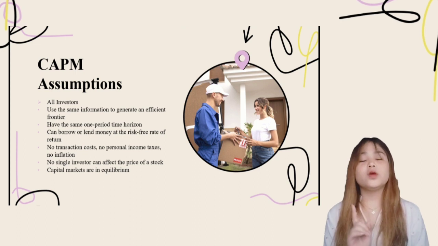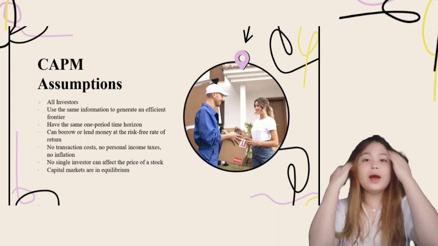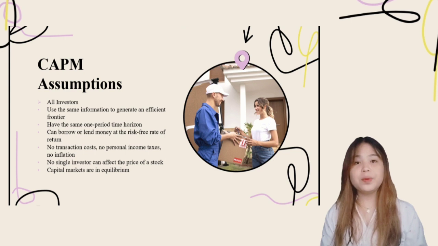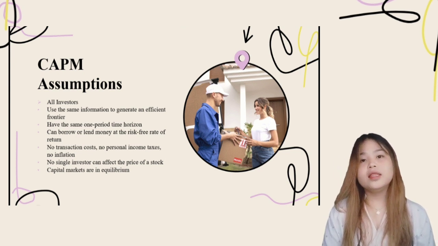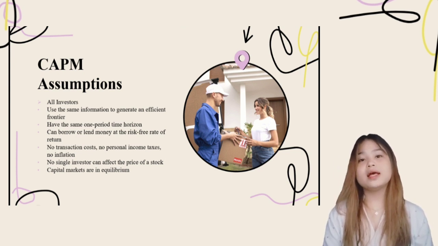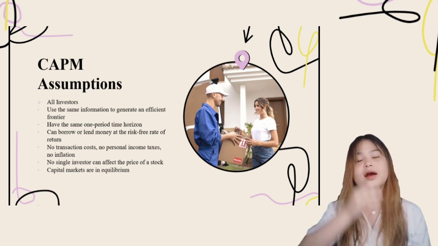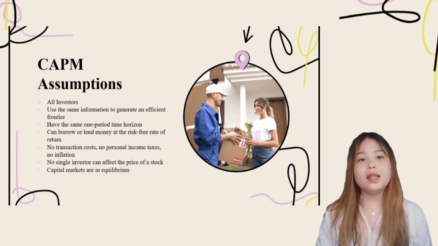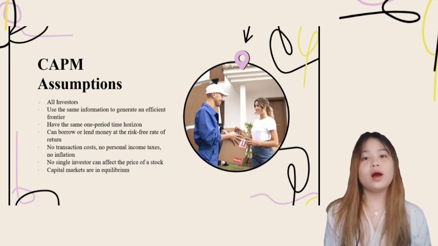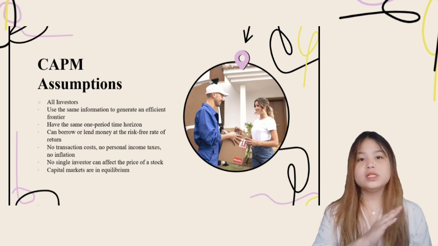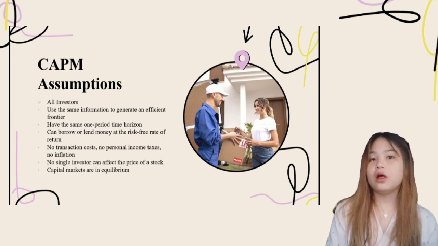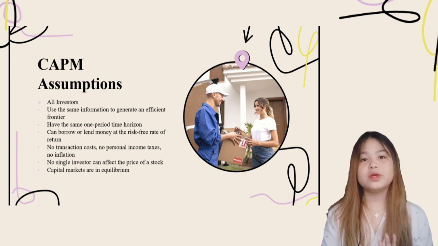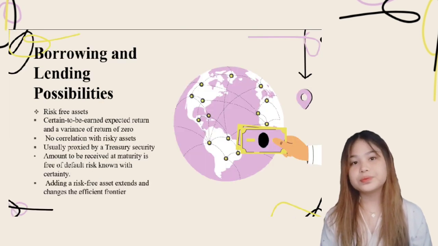Capital markets are in equilibrium. Isa sa mga mahalaga na nagpapalagay ng CAPM ay ang mga namumuhunan ay may libreng access sa lahat ng magagamit na impormasyon ng walang bayad. Ipagpapalagay na ang ilang namumuhunan lamang ang may access sa espesyal na information na hindi madaling makuha ng lahat, which is not readily available to all, then the markets will not be regarded as efficient.